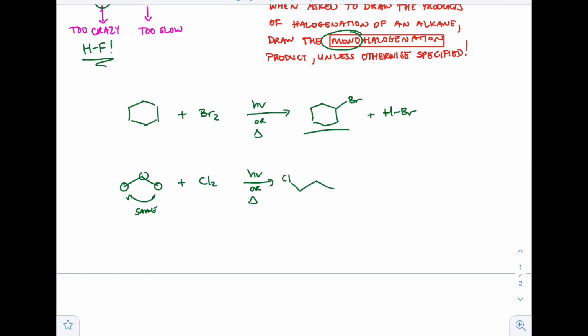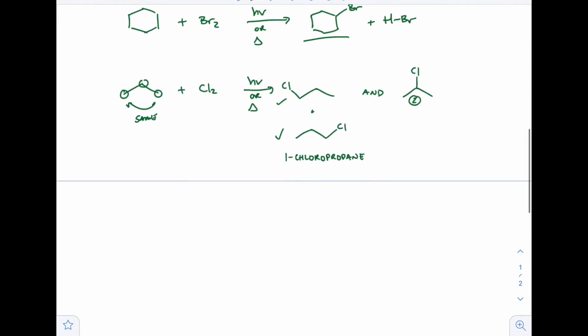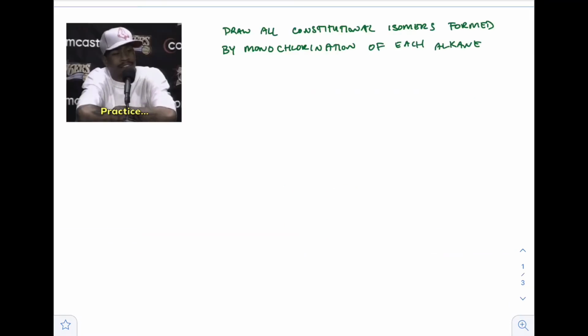If we're going to do this with propane and chlorine, we will form multiple species, right? We can form 1-chloropropane or 2-chloropropane, and it's really helpful to know your nomenclature, because then you're able to differentiate between these two species right here. You can say that the top species and the bottom species are both 1-chloropropane. Therefore, they are the same and they are not constitutional isomers, for example, which is what we want to practice.